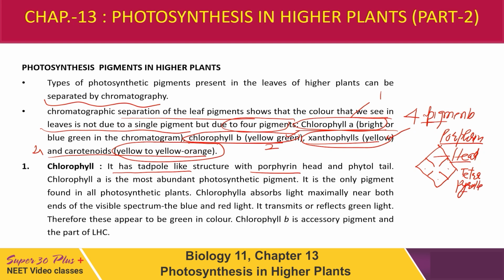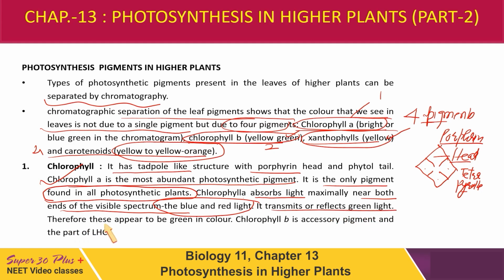Chlorophyll A is the most abundant photosynthetic pigment. You have to remember, it is found in all higher plants doing photosynthesis. It's the only pigment found in all photosynthetic plants. Important point: chlorophyll A absorbs light maximally near both ends of the visible spectrum, that is blue and red. It transmits or reflects green light. Therefore a leaf appears to be green, because the green light is reflected by chlorophyll.